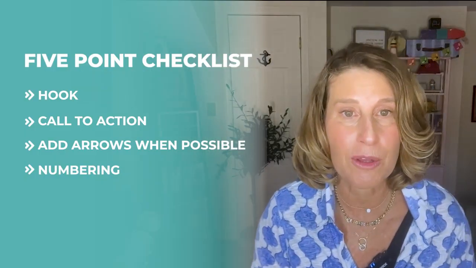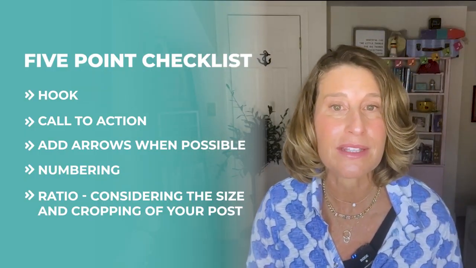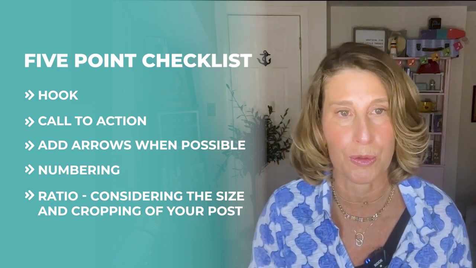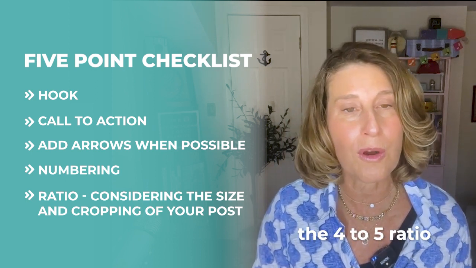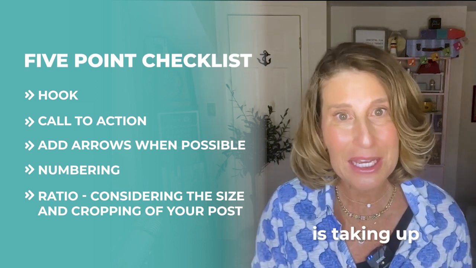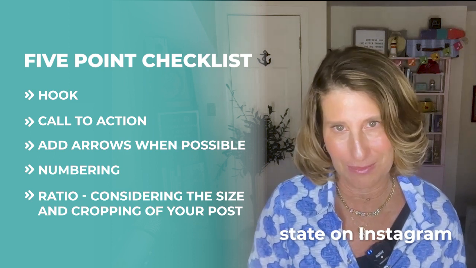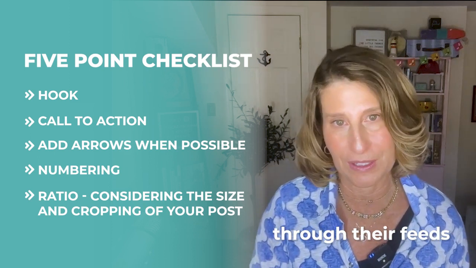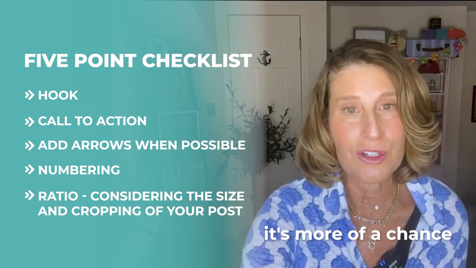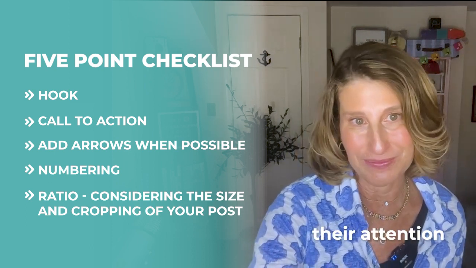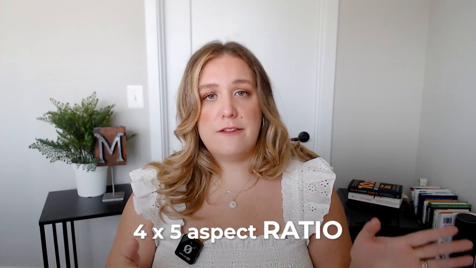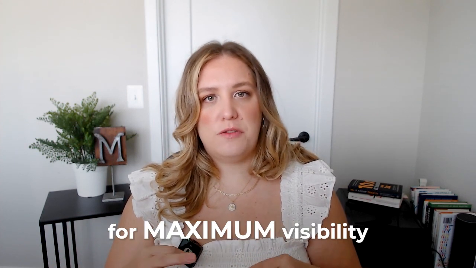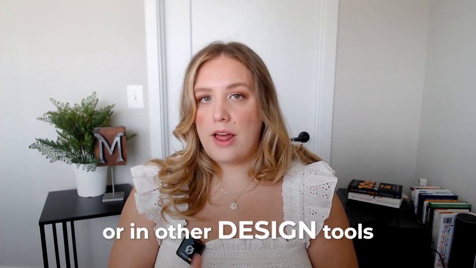And the last item on the checklist is considering the size and cropping of your post. Right now, the 4:5 ratio is taking up the most real estate on Instagram. And that means it appears larger as people scroll through their feeds, which is a win. It's more of a chance to really capture their attention. So make sure to design your visuals in the 4:5 aspect ratio for maximum visibility. This can easily be set up in Canva or in other design tools.